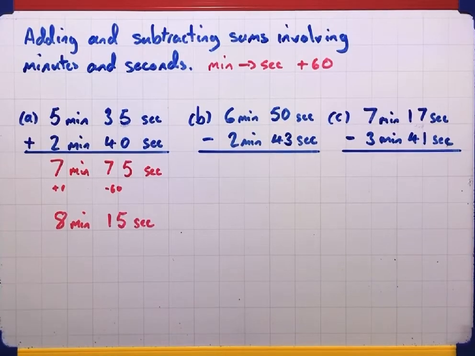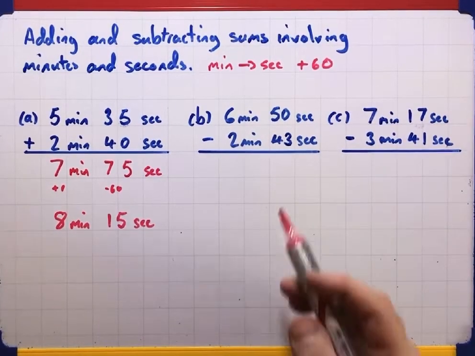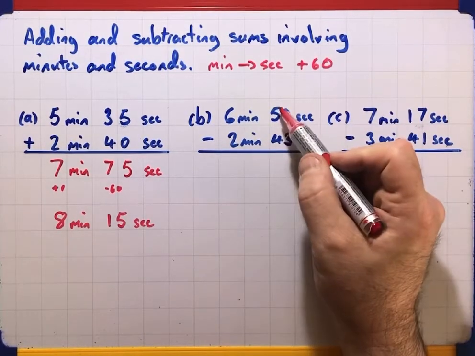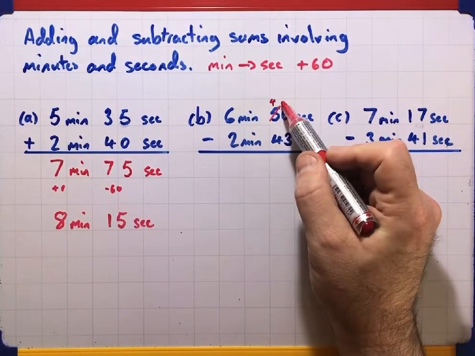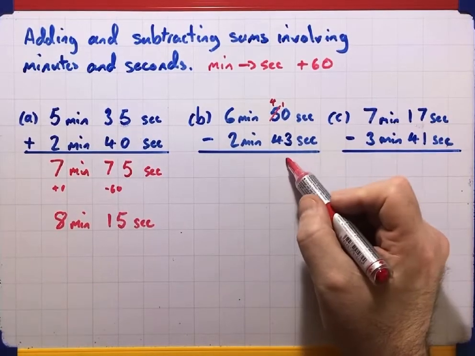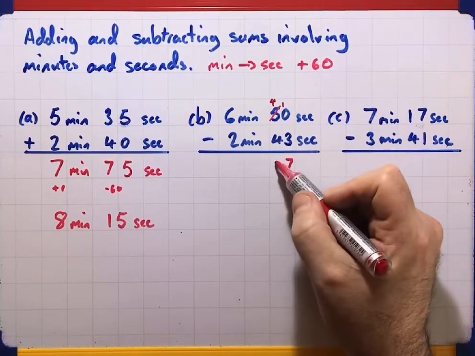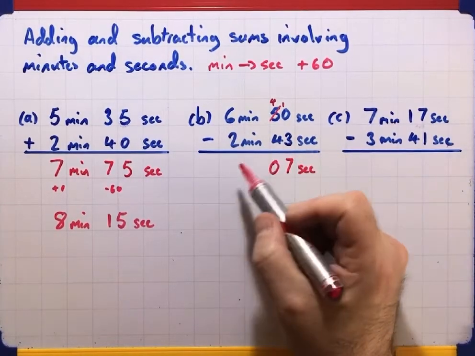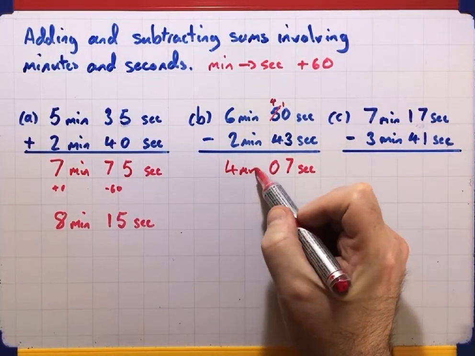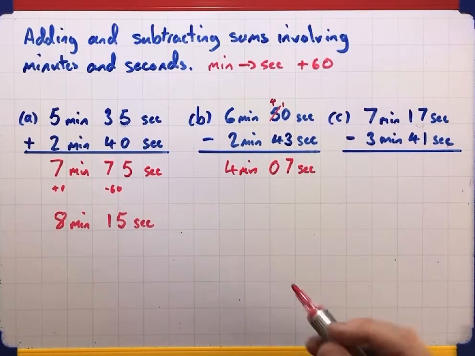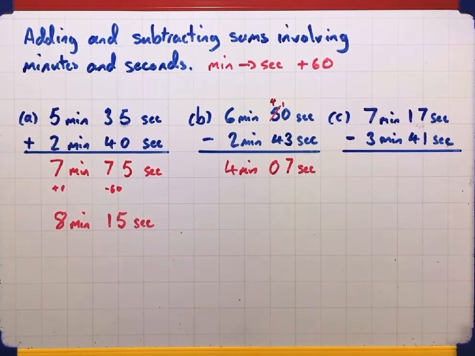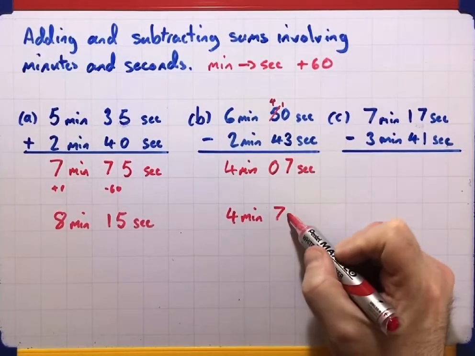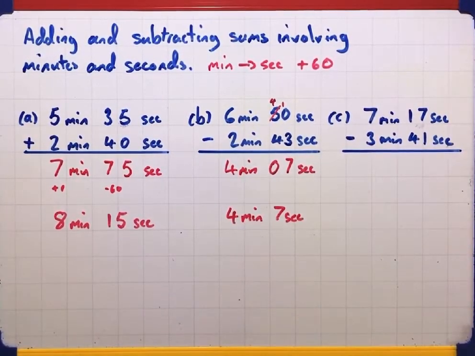Okay, next one we're going to do a subtraction. This one doesn't actually cause any problems because look, I can take 3 from 10 gives me 7, 4 from 4 is 0, 2 from 6 is 4. So that gives us 4 minutes and 7 seconds. That's fine for an answer, okay? Though we'd probably write it just as 4 minutes, 7 seconds. We wouldn't normally put 07 seconds.